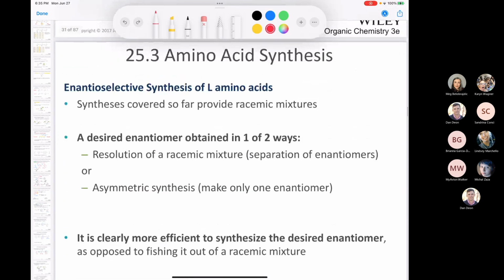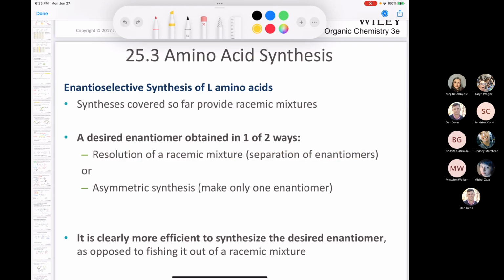Now, if you're wondering, you showed me a bunch of different ways to make an amino acid, and we always ended up with a racemic mixture. Everything that we did produced a racemic mixture. Is there a way to make just one enantiomer? Because when you have a racemic mixture, you got two options. You can either find a way to resolve it. So that means you're actually separating enantiomers. That is very difficult to do.